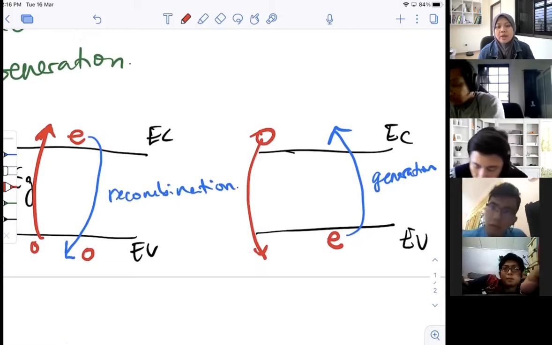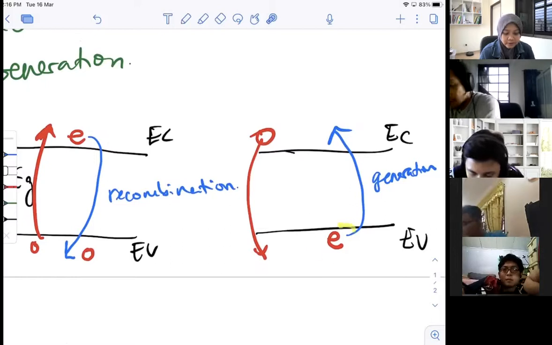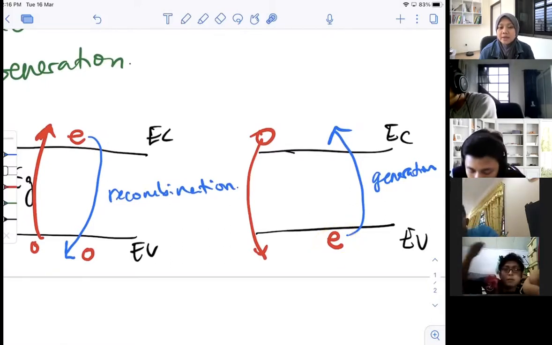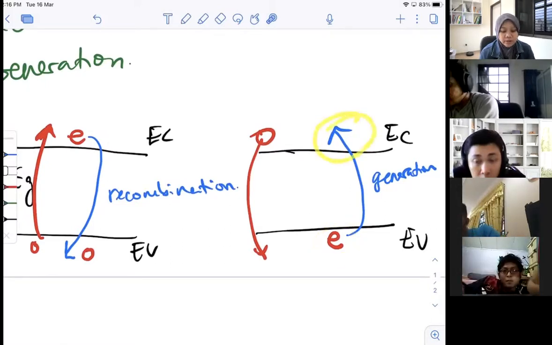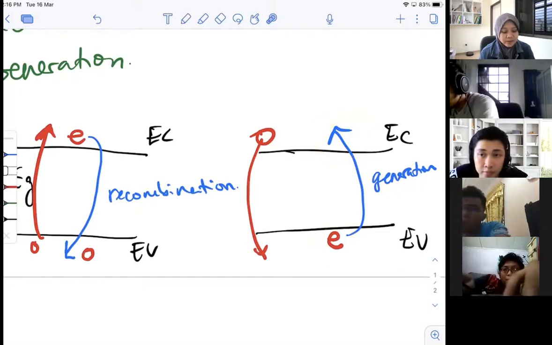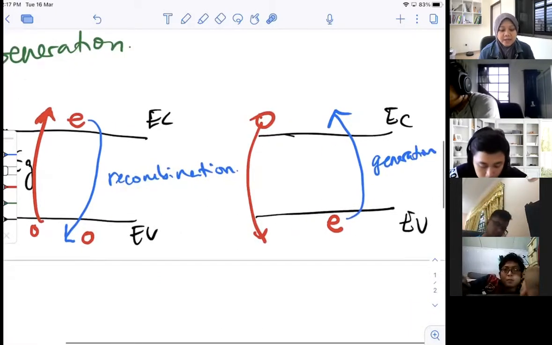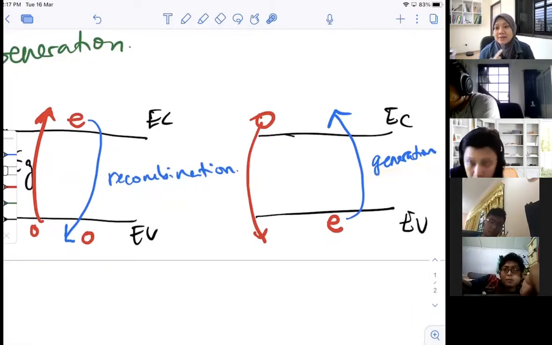Whenever you have a bound electron, you will see here the electron in the valence band is actually a bound electron, right? So when it goes to the conduction band, it becomes free. That's right, a free electron. So with the opposite, recombination, you lose free carriers. With generation, you get new free carriers.